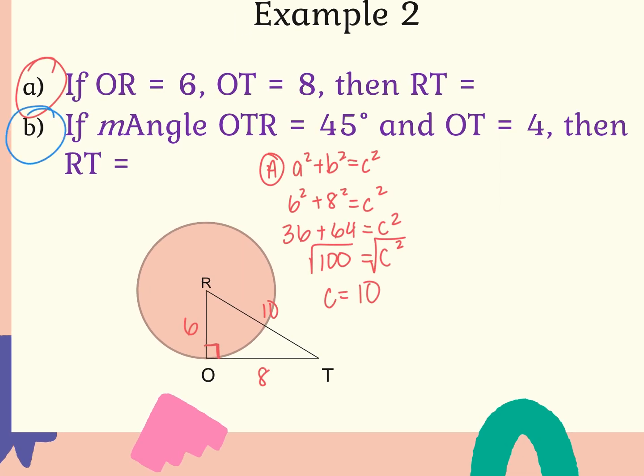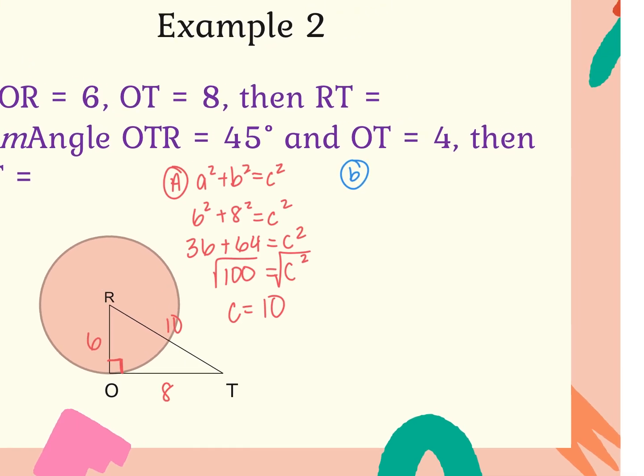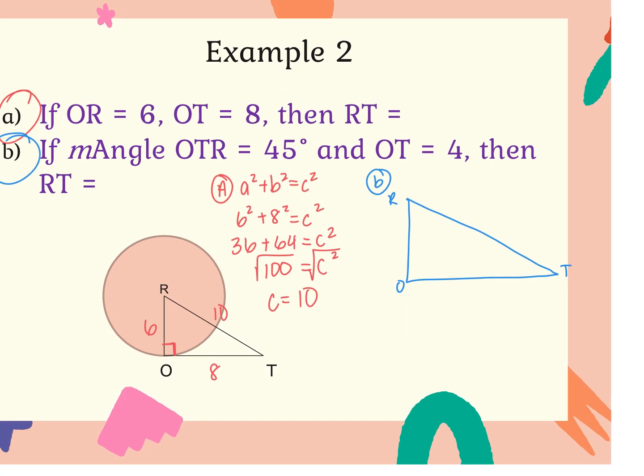All right, now looking at B. B is going to give me some different measures. So I'm just going to go ahead and redraw the triangle. And I have R, O, T. All right, they're telling me the measure of angle OTR is 45. And again, I'm still working with a right triangle. And OT is 4. What else do I know here? What do I know? What can I solve? My angle's 45. What can I use to solve this?